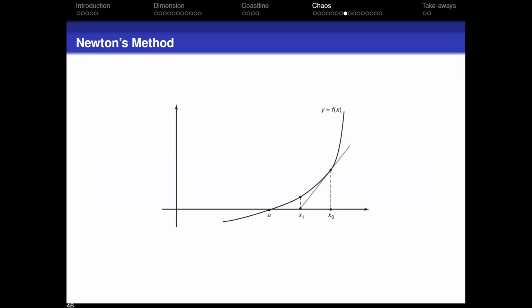So let's show a little bit of what goes on. Here is some curve y = f(x). Here's some point x_0. I draw the tangent line at x_0, and I see where that hits the x-axis, and I call that x_1, my next guess. And then have I mentioned shampoo mathematics yet in this class?